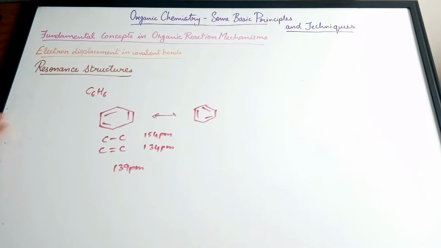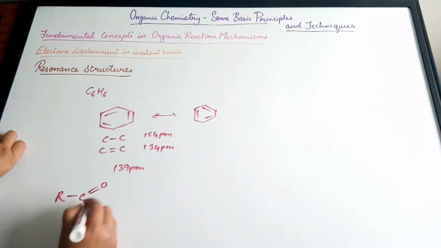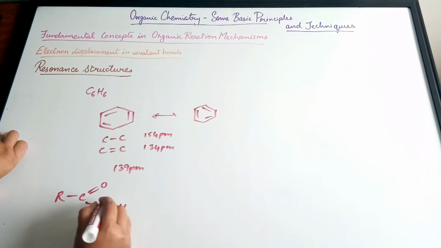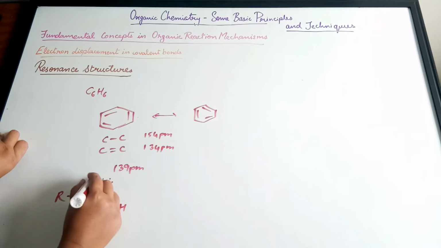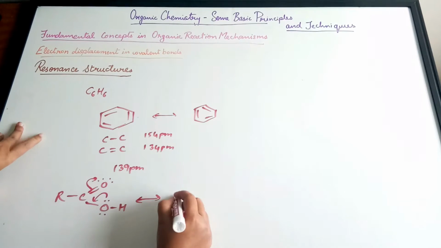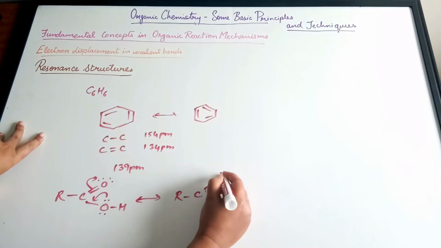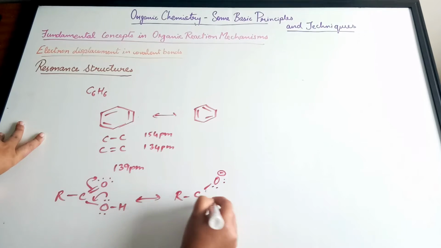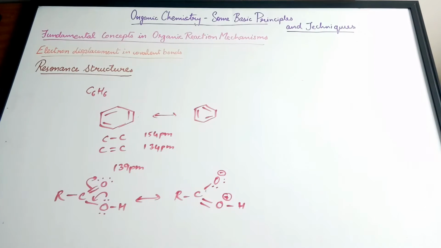Carboxylic acids also have resonating structures. So we have RCOOH. You have 2 electrons here. This electron shifts and this moves here, and that leads to RCO minus, OH plus, because there's a double bond. So here also this led to 2 different resonating structures.